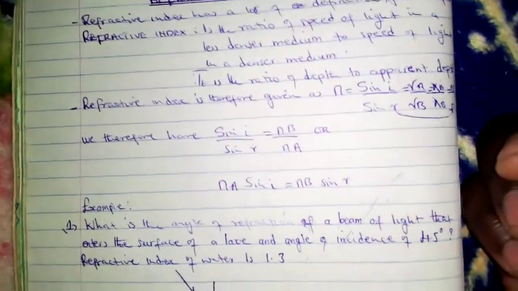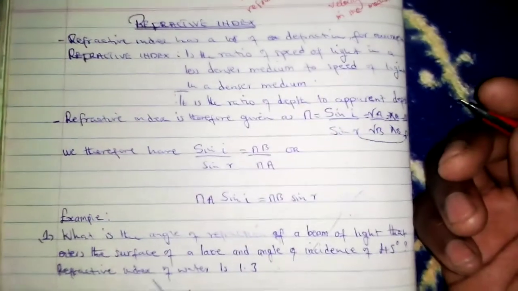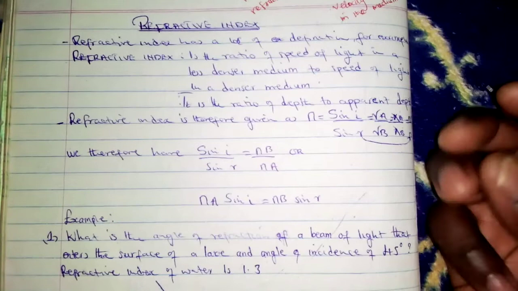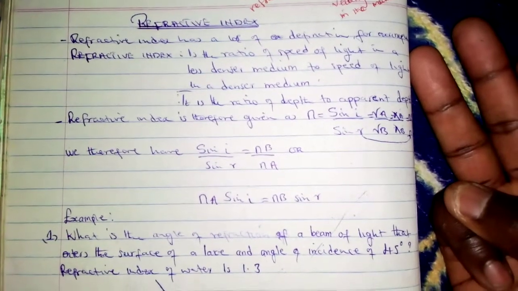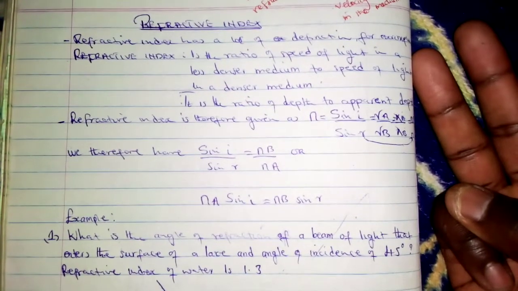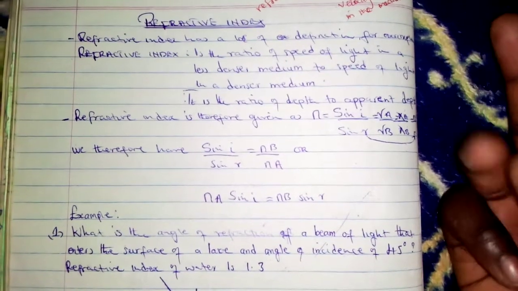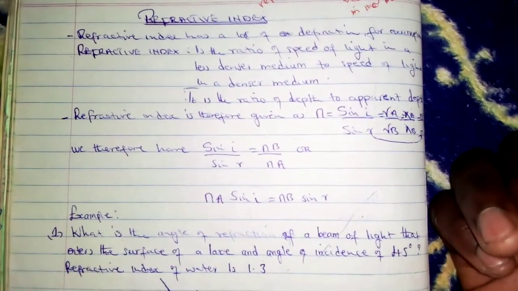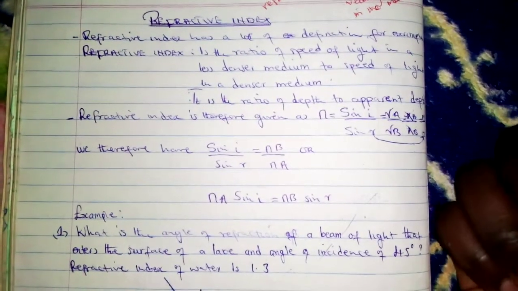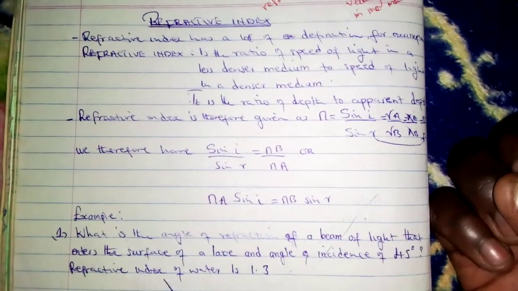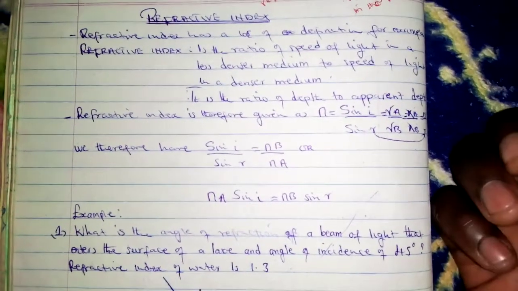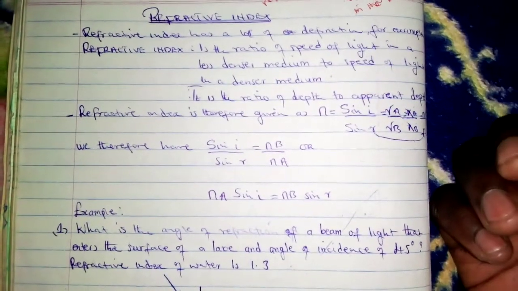In the next lesson, we will learn how to determine the refractive index of water, using apparent depth and real depth. Then we shall determine the refractive index of a glass block. So those are the two concepts we will learn in the next lesson.